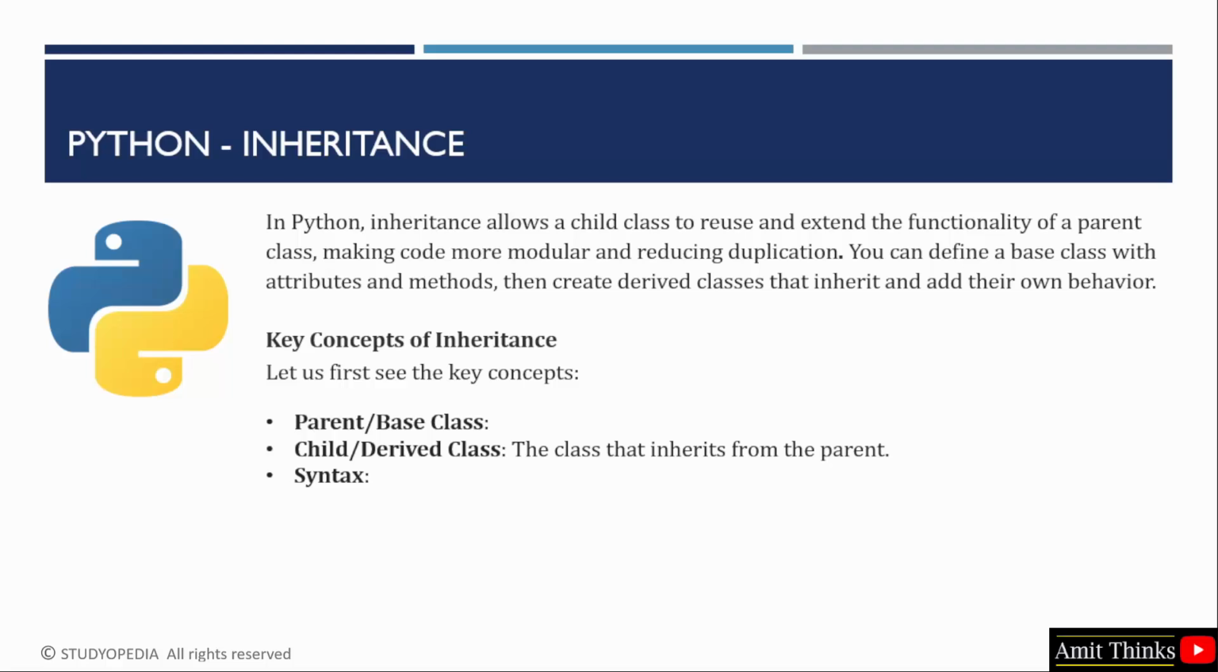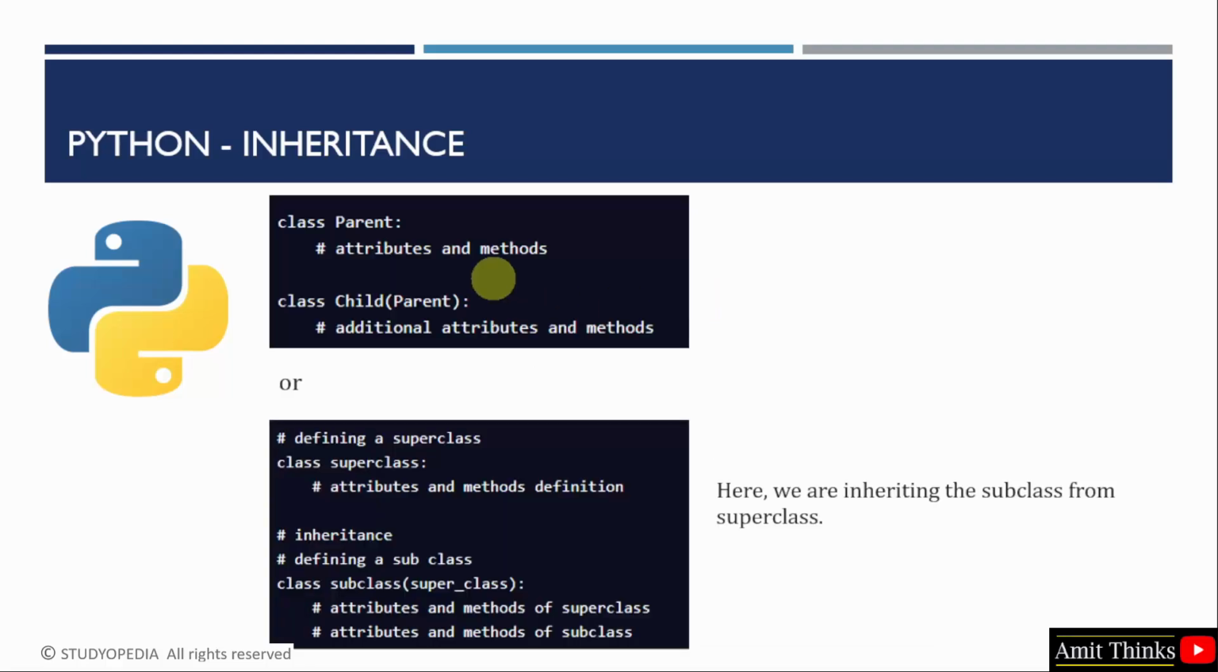We also have the child, or derived class. A child class is a class that inherits from the parent class, that is, the base class. Here is the syntax. Let's say we have the parent class with its own attributes and methods. Then we have the child class. You need to add the parent class in the parentheses of the child class, and your child will also have additional attributes and methods. This is the basic syntax.